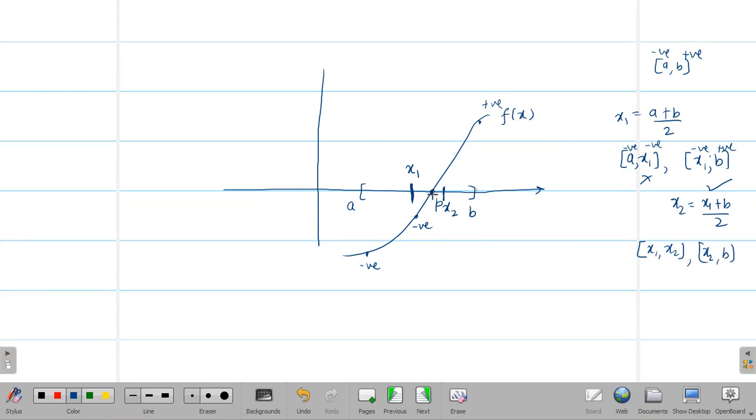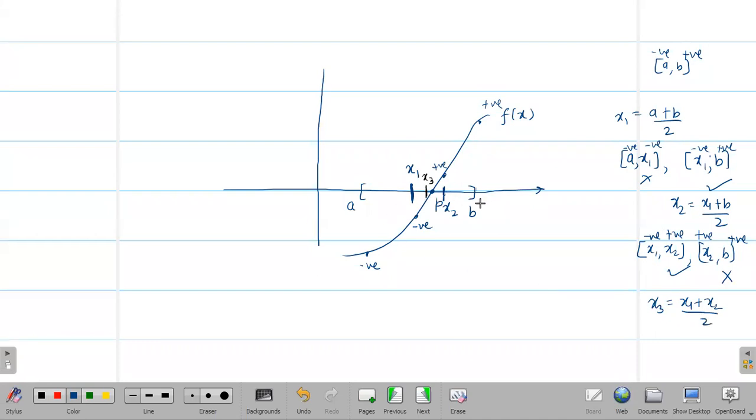Now from the figure, f of x2 is positive, and at x1 it is negative, so it is negative, then positive. You leave the other interval and take this interval only, x1 x2. So again you find the midpoint. Suppose we call it x3. So x3 will be (x1 plus x2) divided by 2.